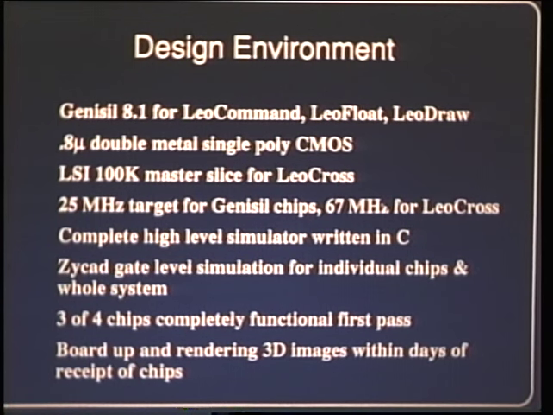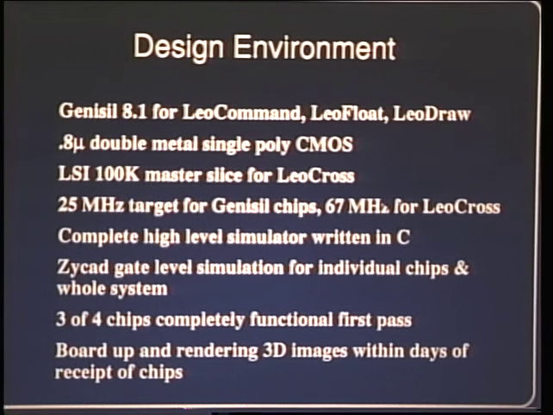Okay, a few words about our design environment. Because we knew that many of the Leo chips would be very data path intensive, we didn't just want to use a gate array process. So we chose a Genesil silicon compiler approach for Leo command, Leo float, and Leo draw. And this worked out fairly well. We could have built these chips out of gate arrays, but they would have been much more expensive. One of the advantages of Genesil, of course, is that we can target multiple different foundries, and so we'll be spinning these chips in a variety of different fabs. But the first one we started off with is a 0.8 micron double metal single poly CMOS.